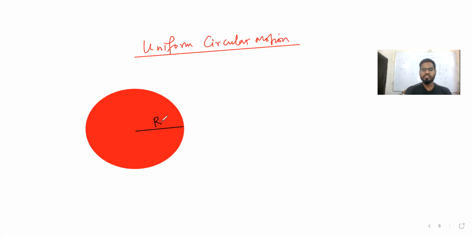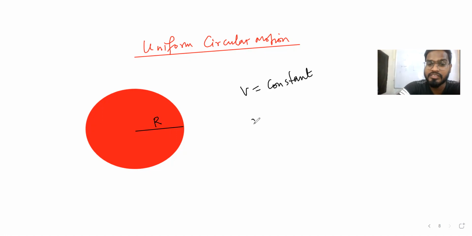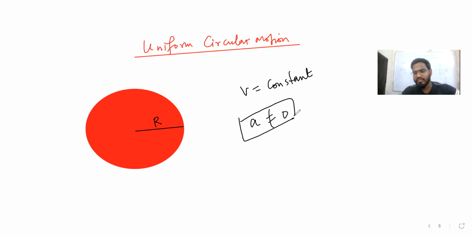Got it? Let's see. So uniform circular motion means what? Velocity is constant, but there is acceleration. Remember that. Velocity is constant, but still acceleration is not equal to 0. You guys will say, are you mad? Velocity is constant, then acceleration should be 0, right? But there is a problem.